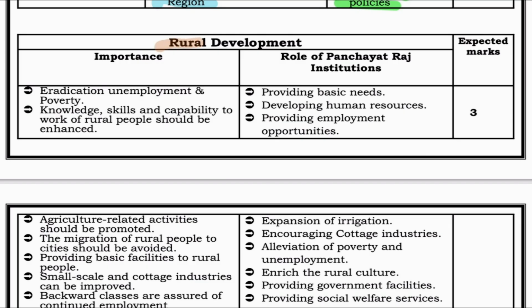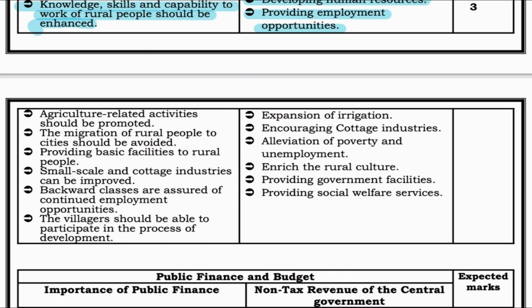Rural development: importance and role of Panchayat Raj institutions. Eradication of unemployment and poverty. Knowledge, skills and capabilities to work of rural people should be enhanced. Providing basic needs, developing human resources, providing employment opportunities. For 3 marks question. Agriculture related activities should be promoted. The migration of rural people to cities should be avoided.